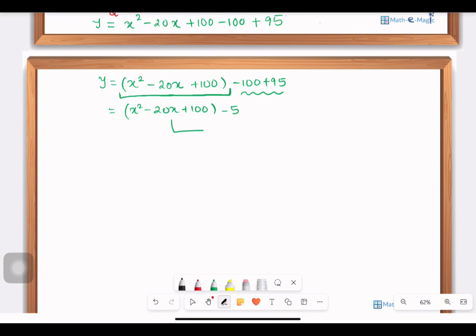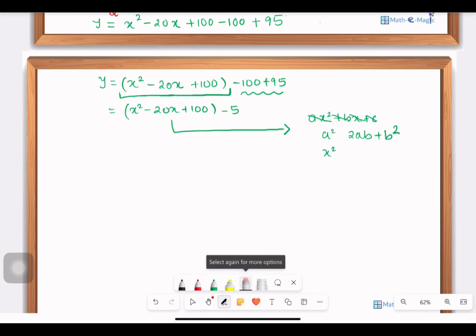Now if you look at this equation and compare it to the standard form ax square plus bx plus c, or more specifically, to a square minus 2ab plus b square, we have x square minus 20x plus 100. I'm going to write this in that form. It will be x square minus 2 times a and b plus b square. So 100 is 10 square, correct? So my b is 10, and my a will be x.